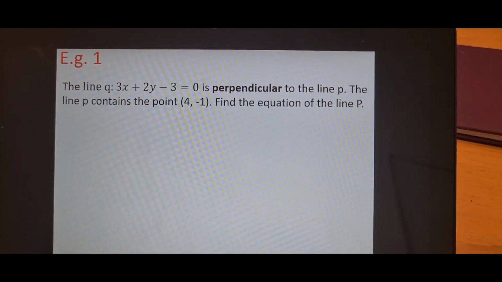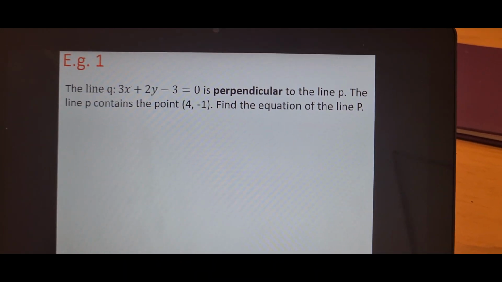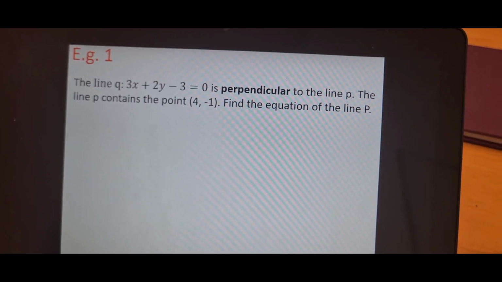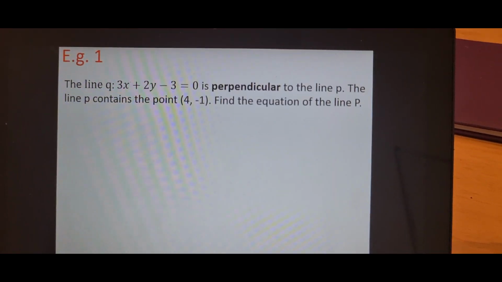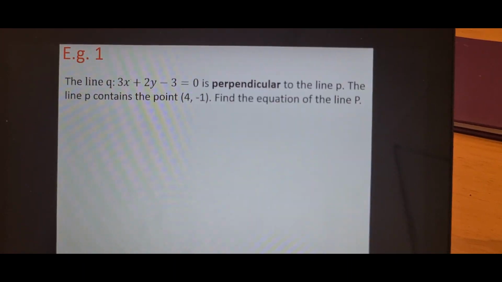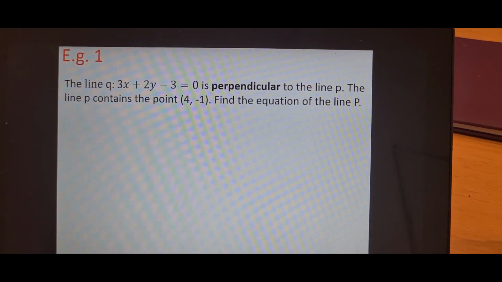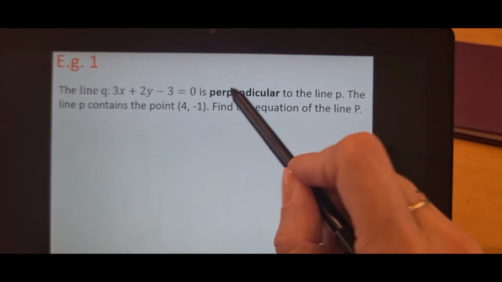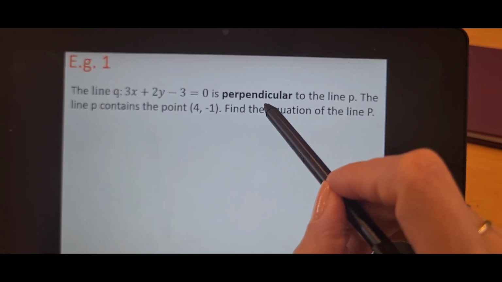Okay, the next example then. The line Q, which is 3x plus 2y minus 3 equal to 0, is perpendicular to another line called P. The line P contains the point (4, -1). Find the equation of the line P. So, things to note, right? Perpendicular is the key word, so highlight it, right?